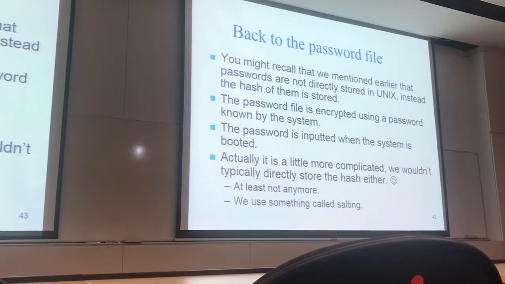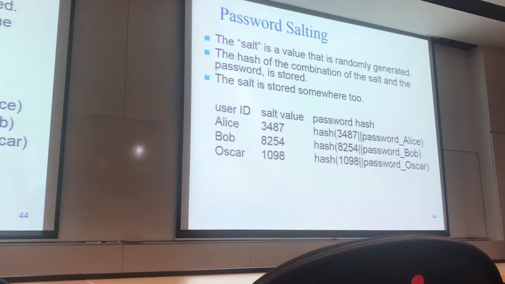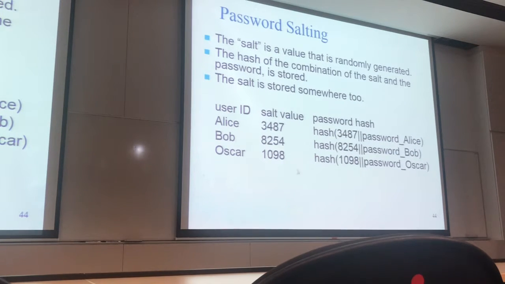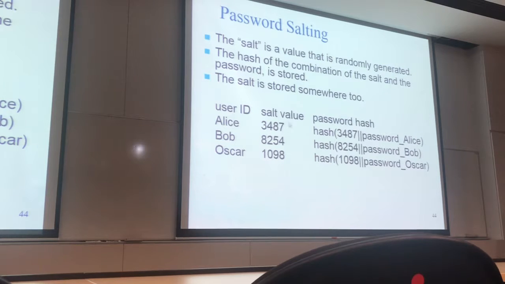Right. So in Unix, instead of only using hash, we actually use another technique which is called salting. But in Windows, we only use hash. We don't use salting. So what is salting? Salting is, instead of hashing the password alone, we hash the password with a salt value. The salt value is a random value chosen by the system.